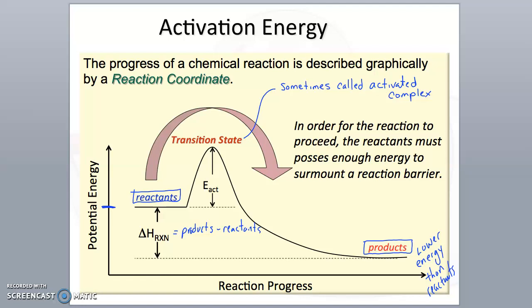Some additional information provided by the diagram is a comparison of energy between the reactants and the products. You can see here that the products are at a lower energy than the reactants. This means that energy was given off during the reaction, or we could say the reaction is exothermic. The difference in the energy between the reactants and the products is the enthalpy of the reaction, or the delta H.